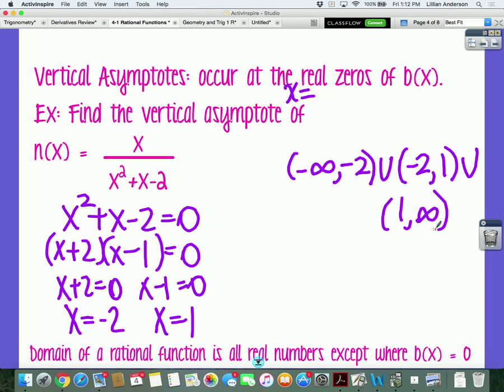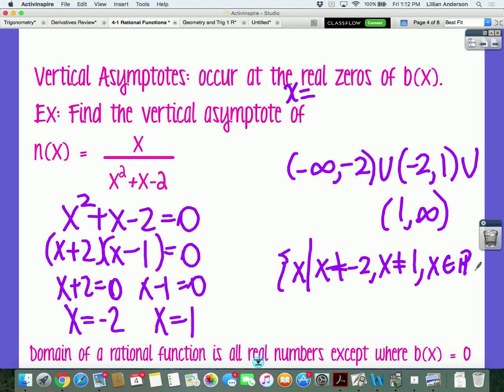That's interval notation. Does anybody remember how to do these in set? Raise hand. X such that x cannot equal -2 and x cannot equal 1. X is the element of all real numbers. Exactly. Bracket. Yes. Okay. We did this back in the very beginning when we were talking about domains and ranges.